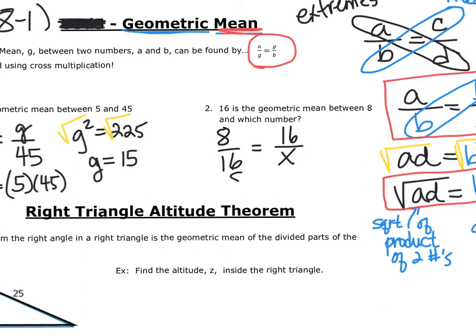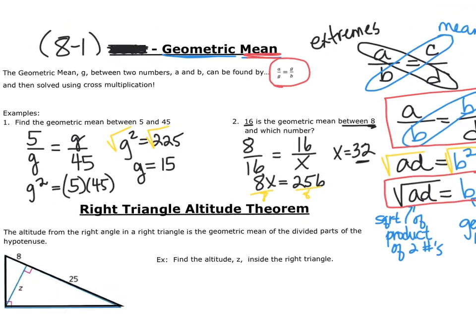So here we're going to have 8x equals 16 squared is 256. Okay, and then we're going to divide both sides by 8, and get x equals 32. So 16 is the geometric mean between 8 and 32. So that is what geometric mean is.